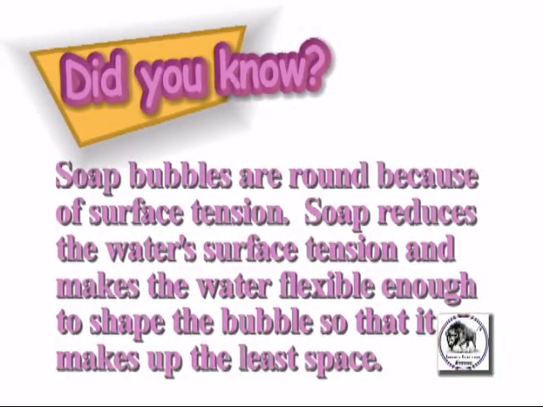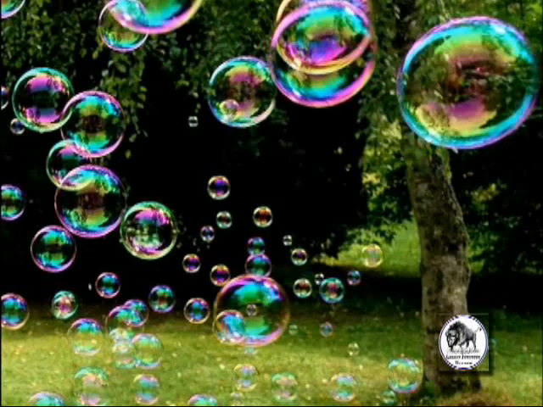Did you know that soap bubbles are around because of surface tension? Soap reduces the water's surface tension and makes the water flexible enough to shape the bubble so that it takes up the least space.